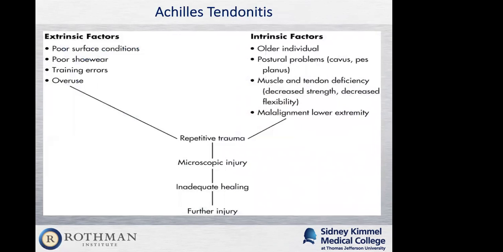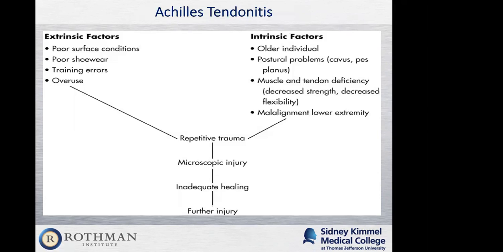There are both extrinsic and intrinsic. Extrinsic factors include job conditions, poor shoe wear, poor technique with regards to training or running, overuse. Intrinsic factors tend to be more increased age, postural problems such as flat foot or high arch problems, muscle or tendon deficiency. And those can all come together in the setting of repetitive trauma that induces this microscopic injury or this microscopic tearing. And that's what we see on these MRIs.